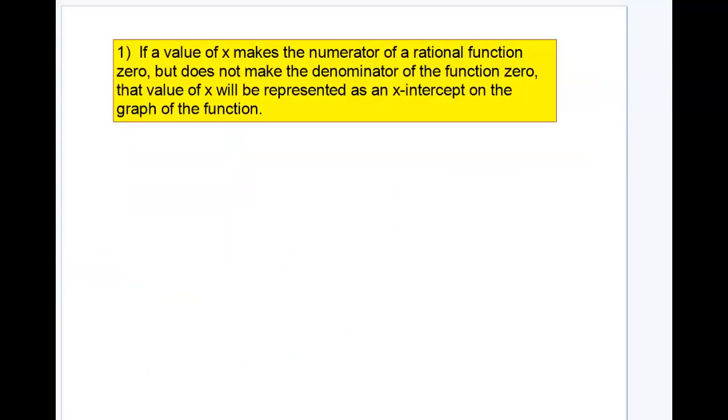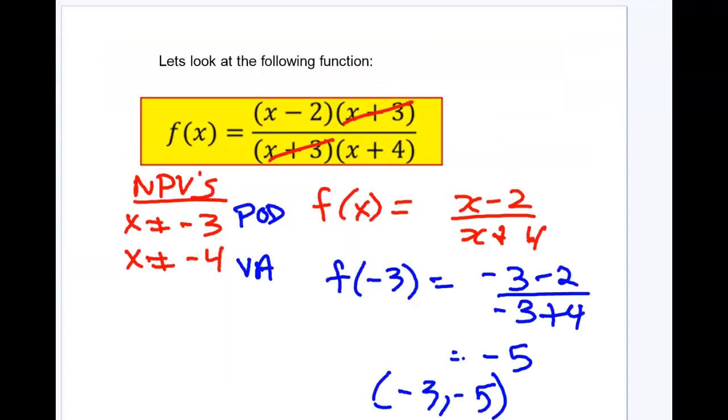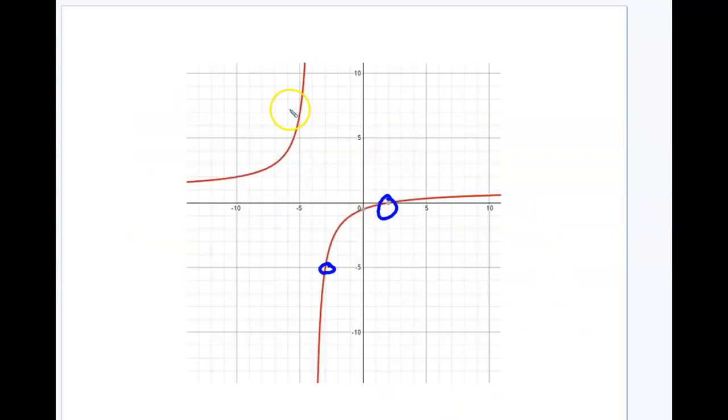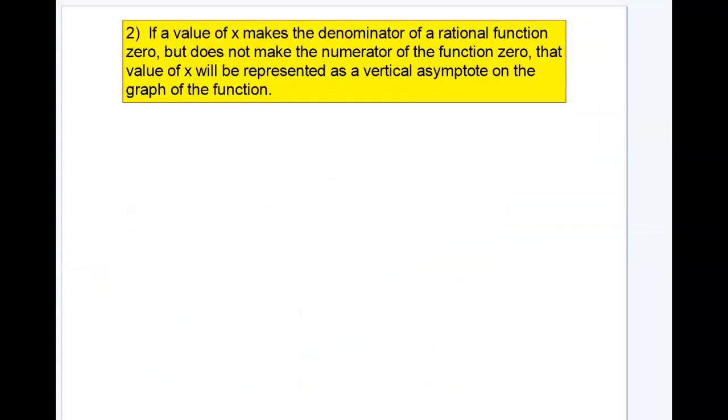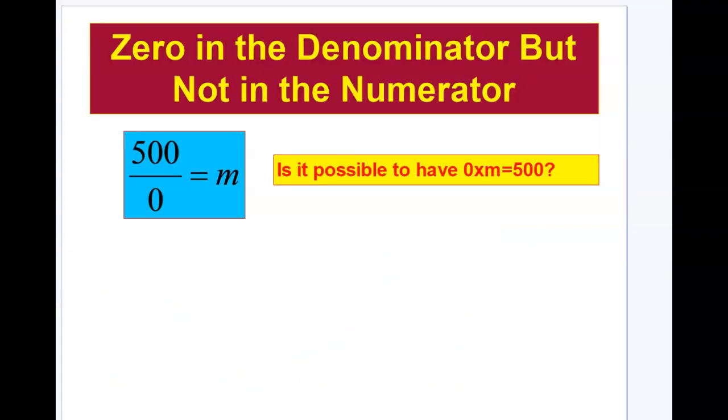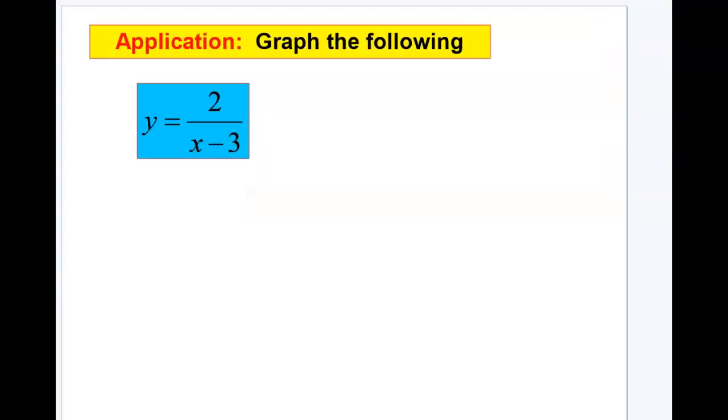And again, if we look back at our original example here, x plus 4 is my factor. The value negative 4 makes the bottom 0 but not the top, and it showed up as a vertical asymptote. As you can see, there was a vertical asymptote at x equals negative 4. So if we get a value of x that makes the bottom 0 but not the top, we say that value of x makes our function undefined.